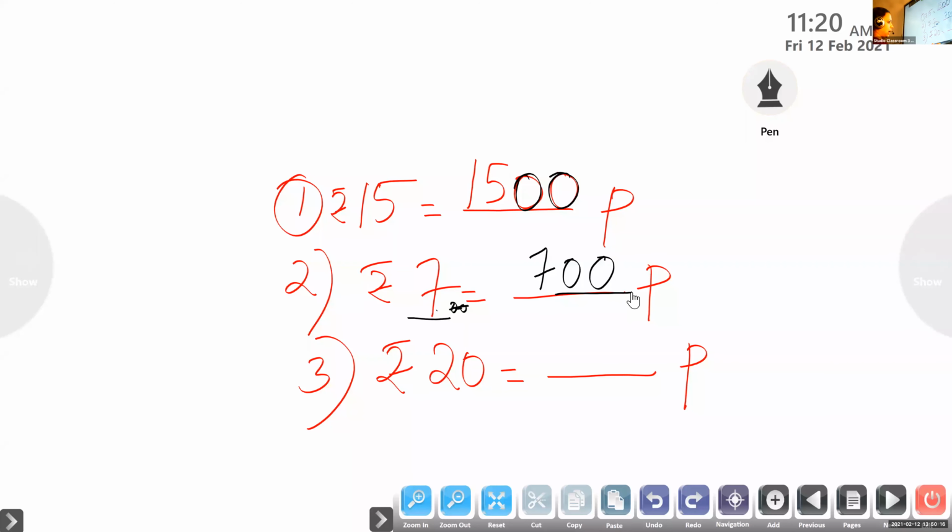Okay, next one. Arpita, rupees 20, how many paise? Arpita, are you there? Okay, Srihari. 20,000 paise. 20 we will write, then 2 more zeros. So how to read this number?